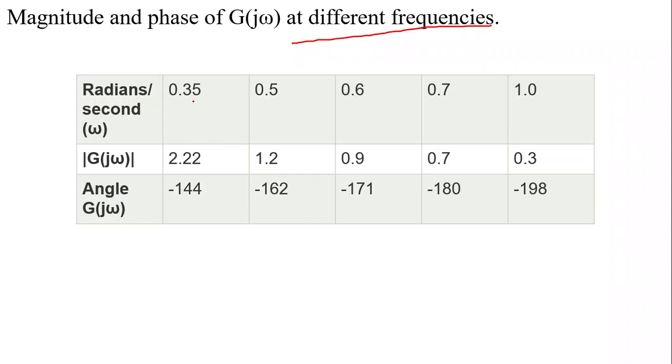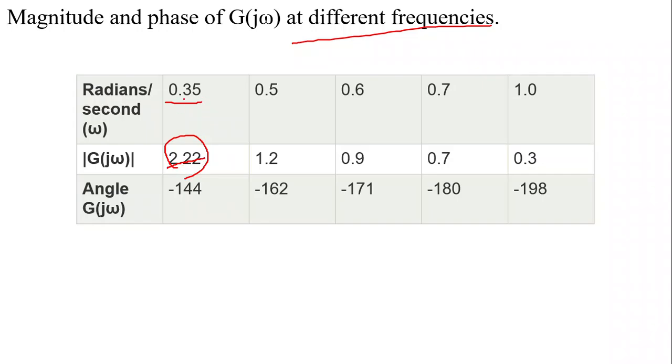We have to take different values, usually the corner frequencies. So we take omega value 0.3, and then substitute in our expression: the magnitude of G of j omega equals 1 divided by omega into square root of 1 plus 5 omega square plus 4 omega power 4. Wherever we have omega, we substitute 0.3. At last, for omega equal to 0.3, we get a magnitude of 2.22.